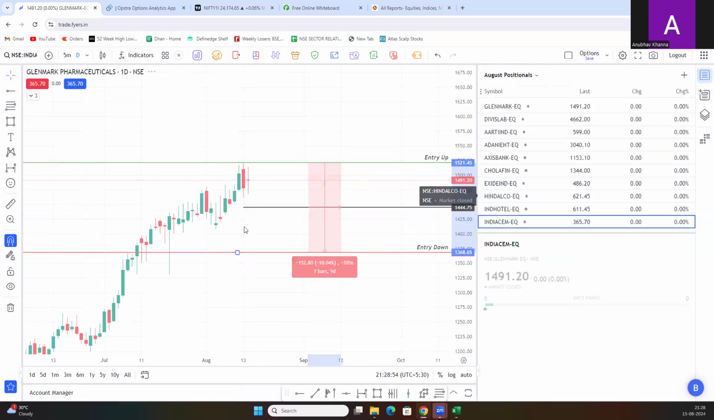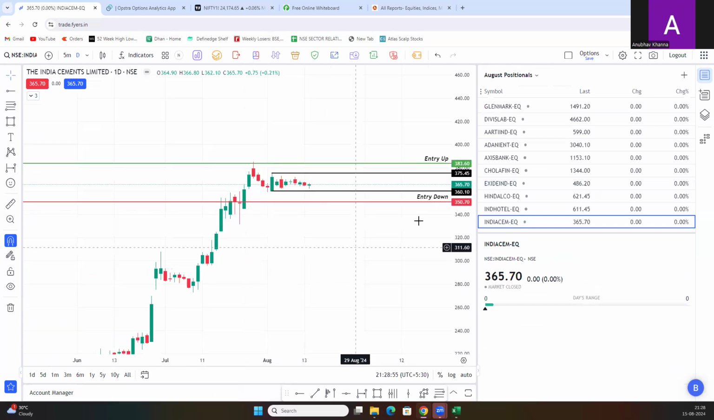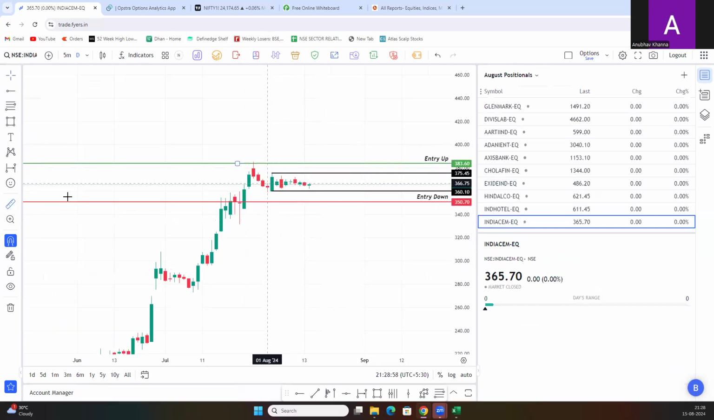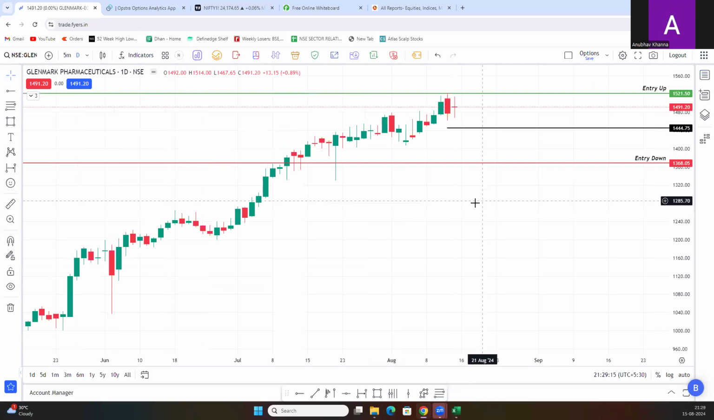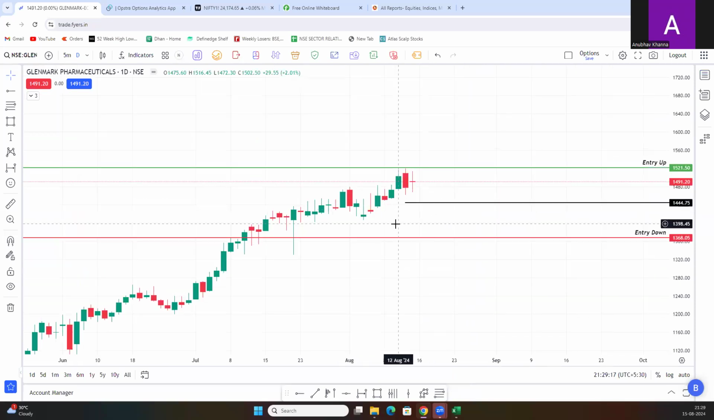I'll show you how. Let's say India Cement is on my radar. See how much movement it has given from entry up and entry down. There is again an 8% difference, but it is consolidating. This is the image which I shared with you guys yesterday. Don't miss these stocks. But yes, in Glenmark, the stop loss is 5%.